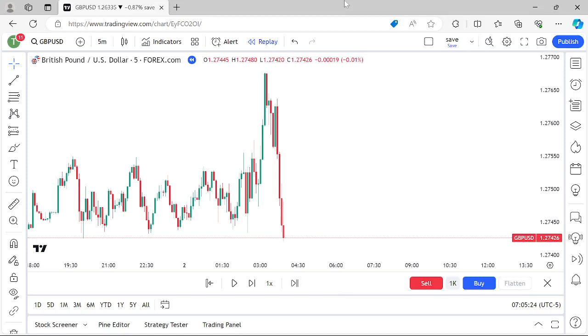Right, so in this video, we're going to be talking about inverse fair value gaps. So I'm going to use this GBP USD from Friday, and we're going to talk about it. Okay, so let's lay the framework for this, kind of what I was originally looking for on Friday on GBP USD.